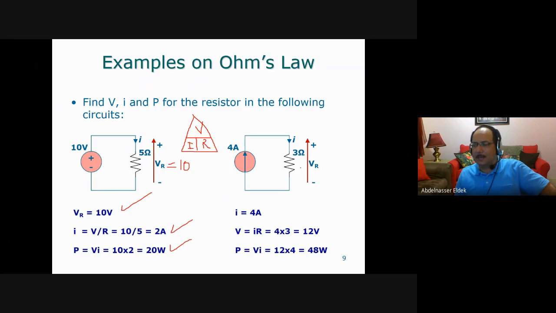For the second example, the current is 4 ampere because this is a current source. If you have a current source, you know the current, then I equals 4 ampere. That's very easy. And again, since you know the current and you know the resistance, you can use Ohm's law, because you have these two out of three. Then you can calculate the voltage: 4 ampere times 3 ohm will be 12 volt. And you multiply 4 times 12 will be power.